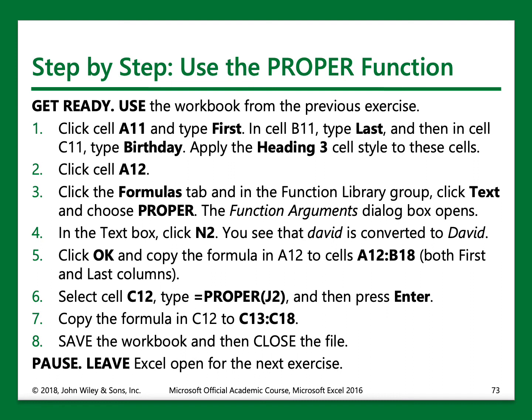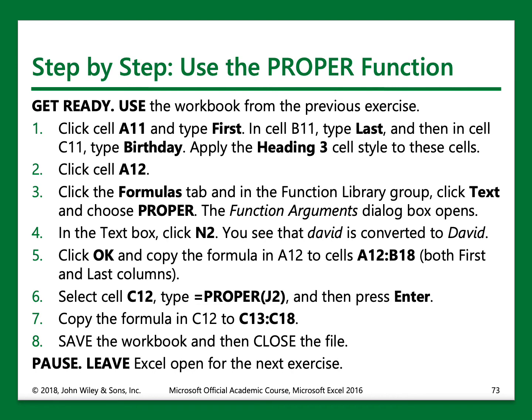So if you go to cell A11 and type first, in cell B11 type last, and then in cell C11 type birthday. And if you apply Heading 3 to these cells, then go to A12, so underneath our first one, click the Formulas tab and use Text and PROPER. The Function Arguments dialog box opens. In the text box, click N2. You see that david is converted to David with a capital D.